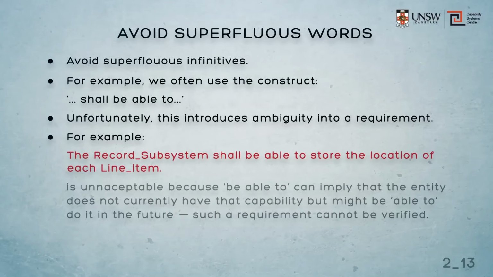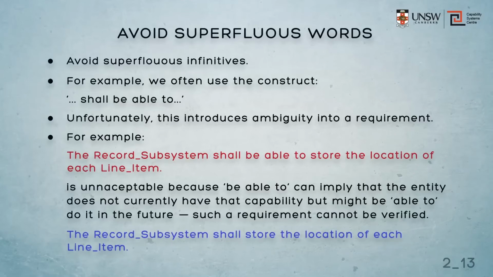That requirement's unacceptable because "be able to" can imply that the record subsystem doesn't currently have that capability but might be able to do it in the future. So, for example, if we went to inspect the record subsystem and it can't record the location, then the acquirer might say, well, it doesn't meet the requirement. But the supplier might say, well, it doesn't now, but it will be able to. All you have to do is buy this extra piece of equipment. Such a requirement is ambiguous and can't be verified. So we should remove the superfluous words. And we would say, the record subsystem shall store the location of each line item.